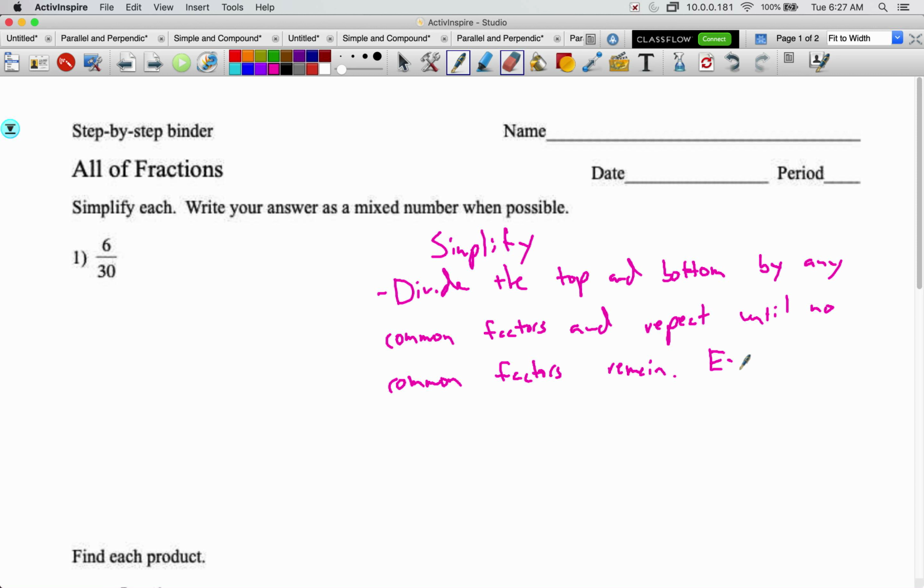For example, and this is what we should always look for first, if the top and bottom are even, divide them both by 2.